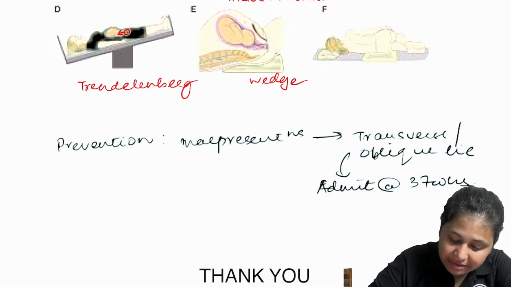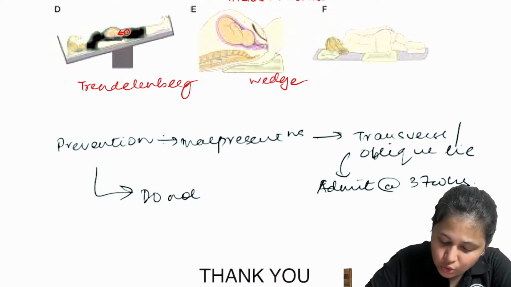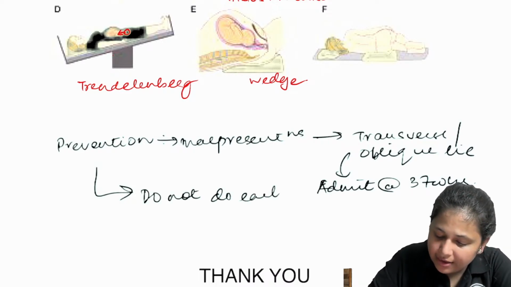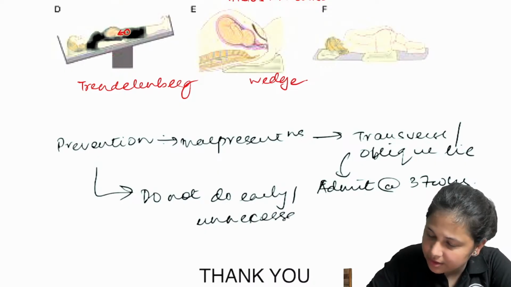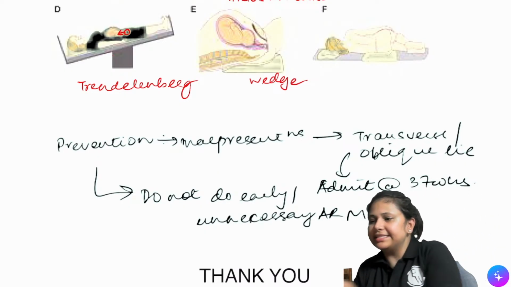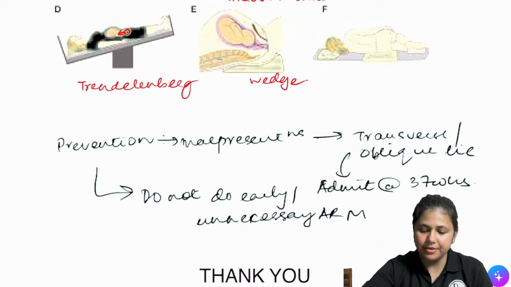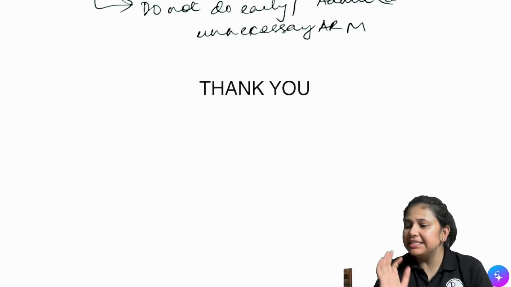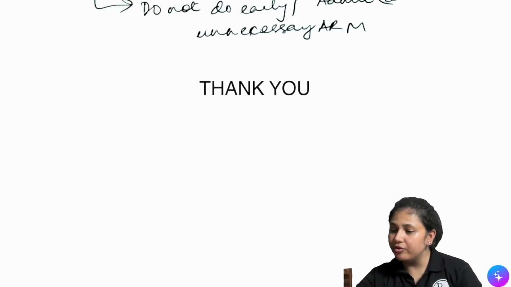And in prevention, the other thing that WHO says, do not do early or unnecessary ARM. Is this clear, guys? Does this make sense? So this was a very small, very short topic. So I hope this makes sense to all of you.